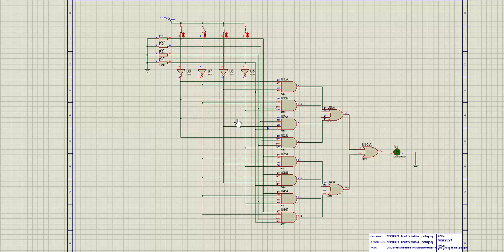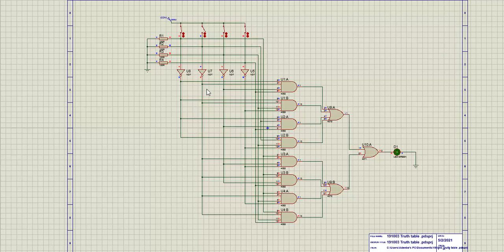Now one drawback of this standard form is that the circuit is quite big. As you can see, it involves 8 AND gates that have 4 inputs, then 3 OR gates to give out the sum of these ANDs. So this circuit is quite large, and that is why it is not preferred in practical applications.